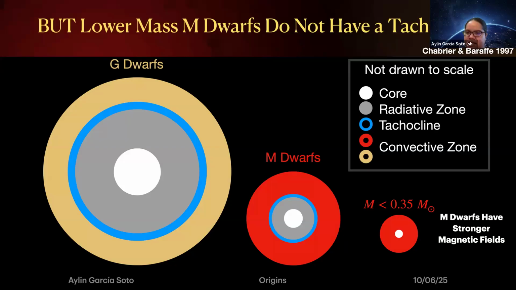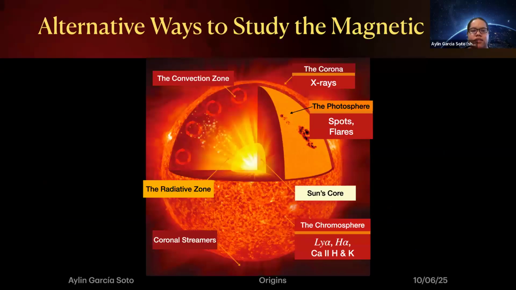But because I'm not a theorist, the way I look at the magnetic field is by studying proxies. So this is another picture of the sun where you have different magnetic proxies. For the corona, you can look at X-rays. For the photosphere, you can look at flares or spots. For the chromosphere, which is the layer above the photosphere, you can look at Lyman alpha. You can look at H alpha and calcium H and K. And these all can tell you a little bit about what the magnetic field is doing.